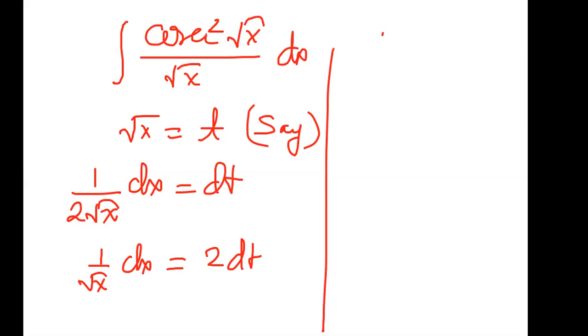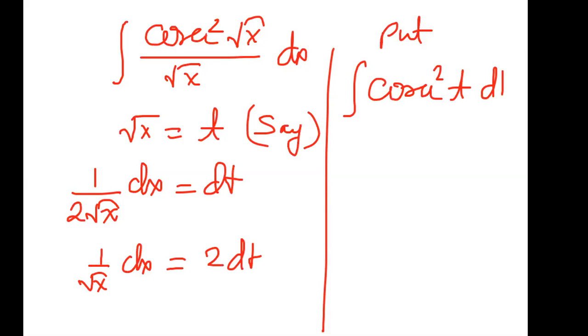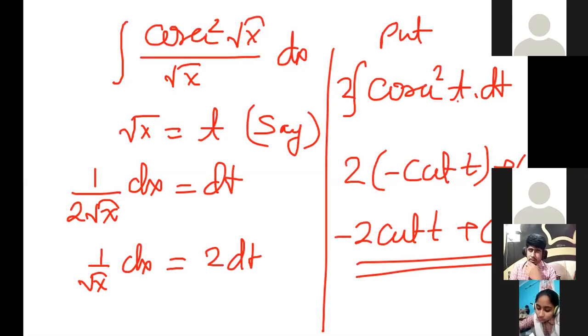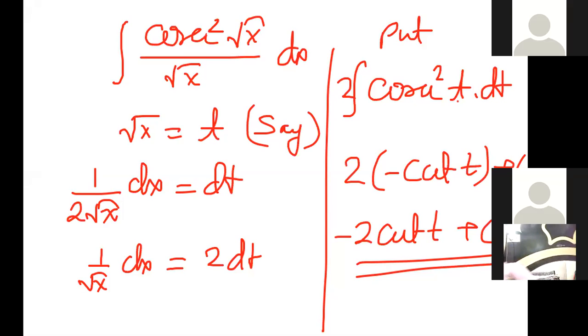Let us put it, it will become integral of cosec square t dt, with 2 written in front. So what is the integration of cosec square x? It is minus cot. It is t, so I'm writing t plus c. So it will be minus 2 cot t plus c is the answer. I suppose we are able to understand this question also. It's a good and important question.